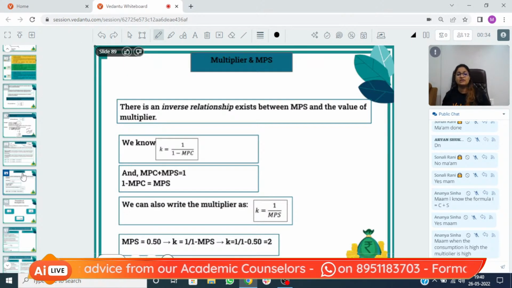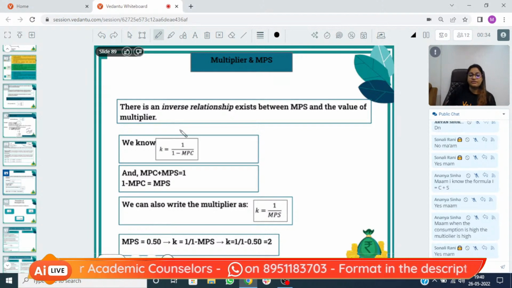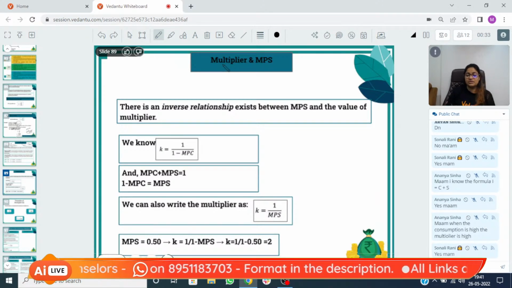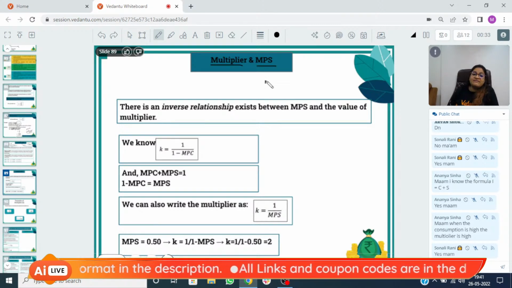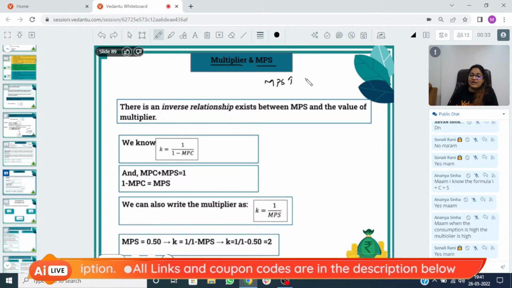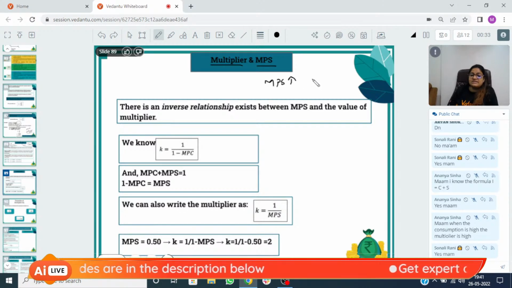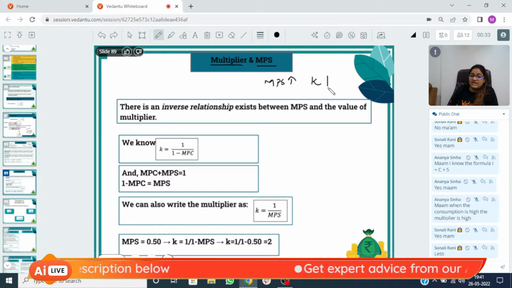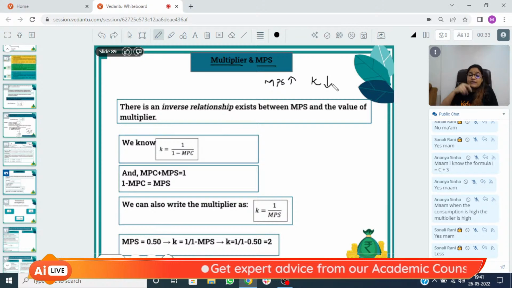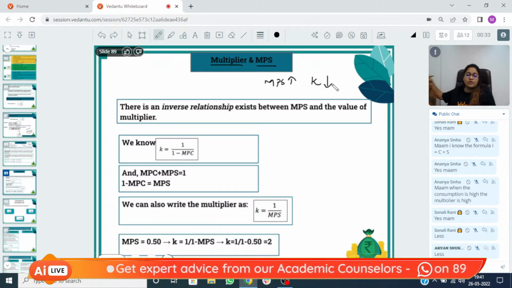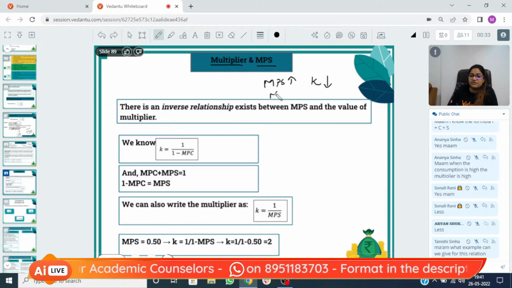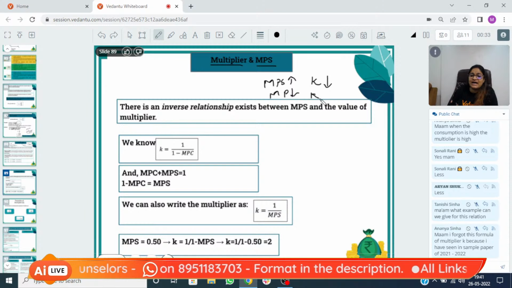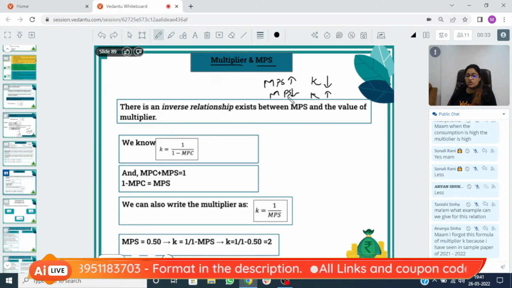This is a formula. Similarly, when we find out the relationship between multiplier and MPS, if people will save more, what will happen? Value of multiplier will be less. If people will save more, value of multiplier will be less. Very good. Why? Because the number of times the money is flowing in the economy will reduce. So higher the MPS, lower the value of multiplier. Lower the MPS, higher will be the value of multiplier. Yes or no?